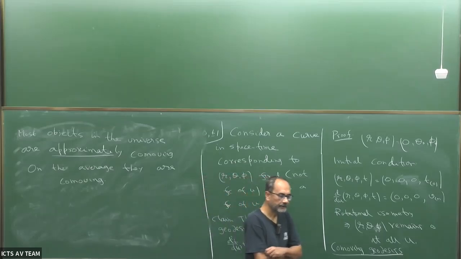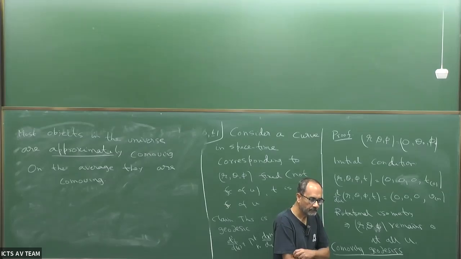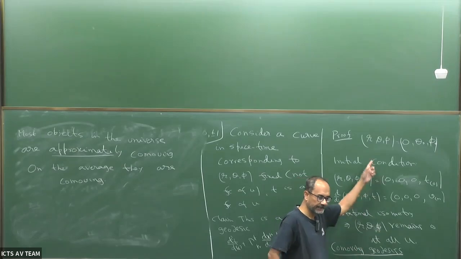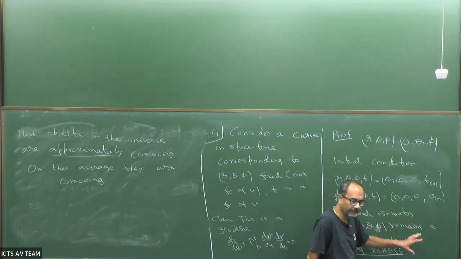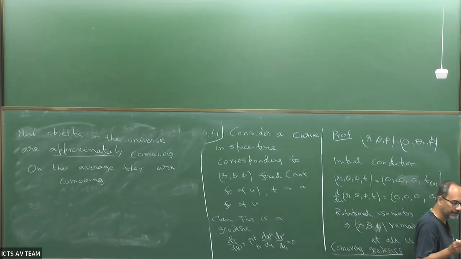Yes. R, theta, phi equal to 0. This describes a particular object; it describes a geodesic: r, theta, phi equal to 0 and t changing. That's a geodesic. So what we argued here is that this describes a geodesic, right? And then by homogeneity, r, theta, phi equal to constant and t changing is also a geodesic.